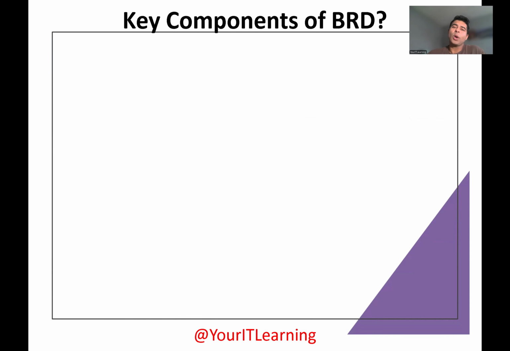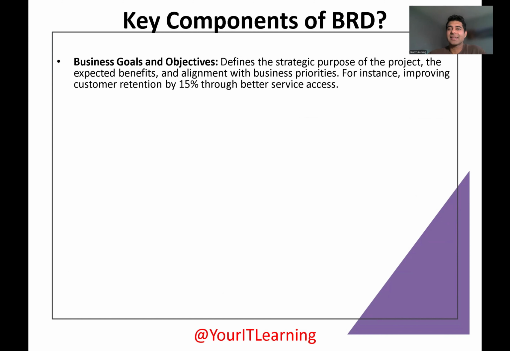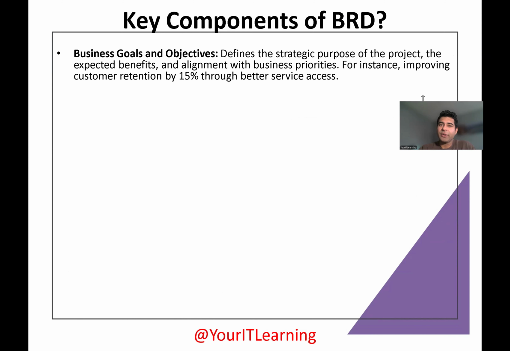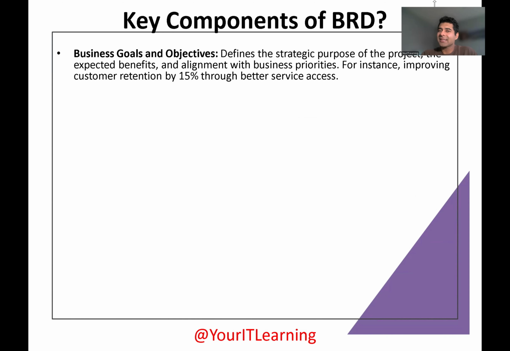Now let's talk about the key components of a business requirement document. Business goals and objectives: it defines the strategy, purpose of the project, the expected benefits, and alignment with business priorities. For instance, improving customer retention by 15% through better service access.